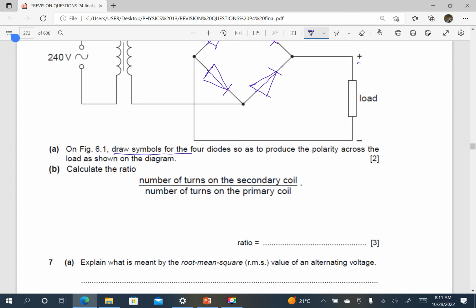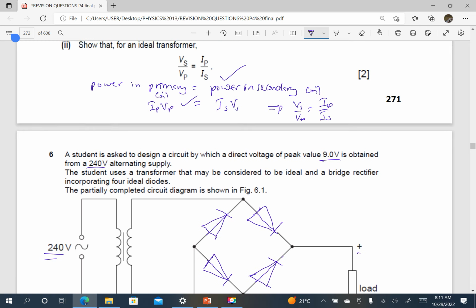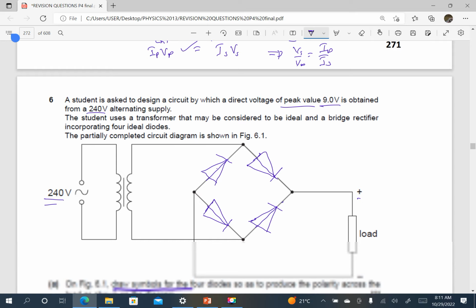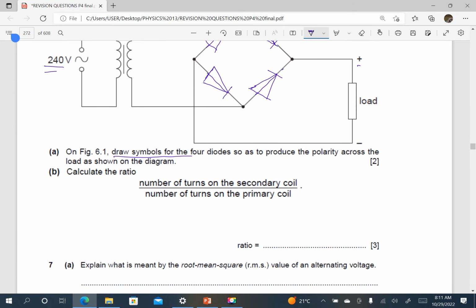Part B, calculate the ratio number of turns on the secondary coil over number of turns on the primary coil. Note that the value which is normally quoted is the root mean square value, but the value quoted here was actually the peak value. So you must use uniformity. When you choose to use peak values, use peak values. When you choose to use root mean square values, use root mean square values.